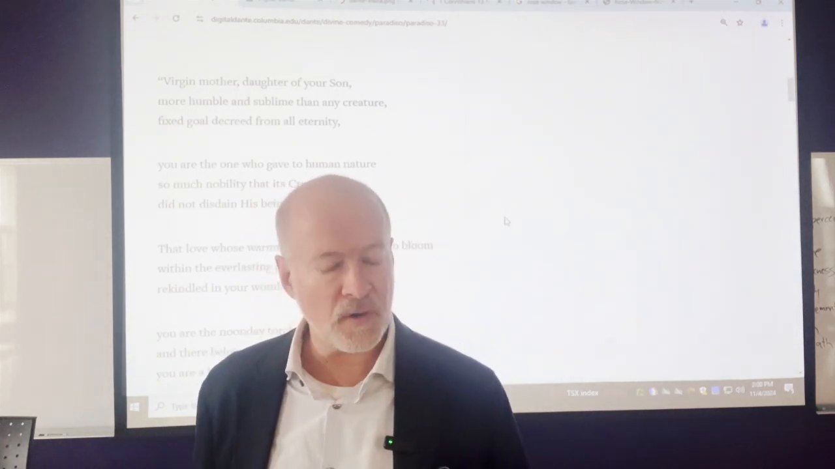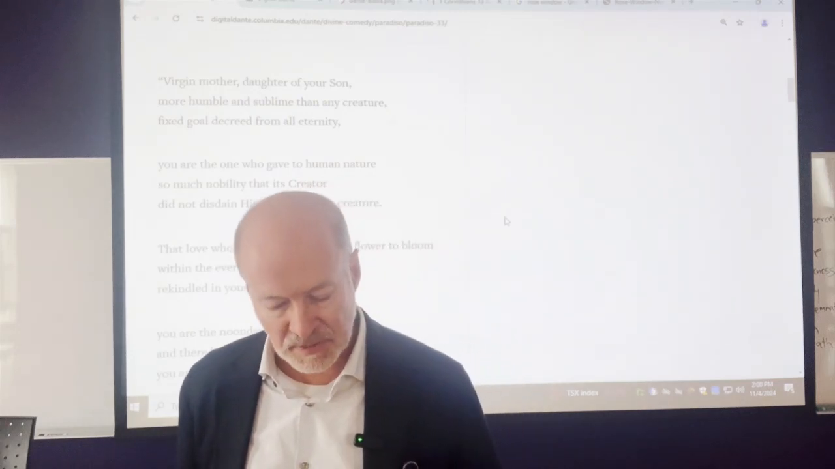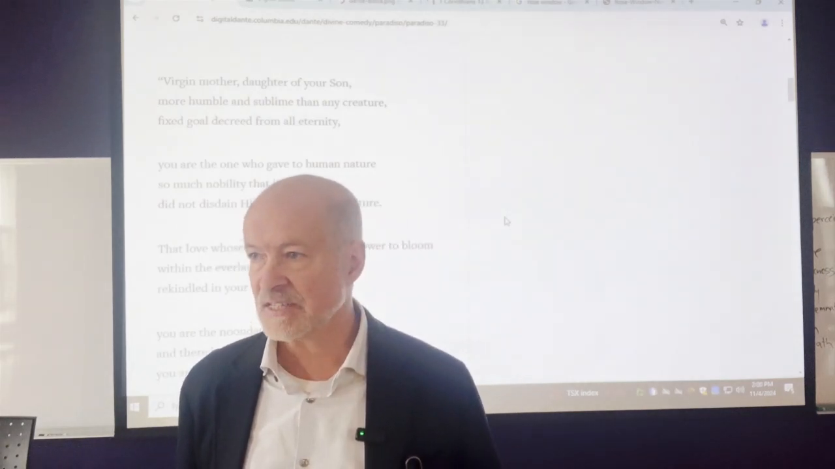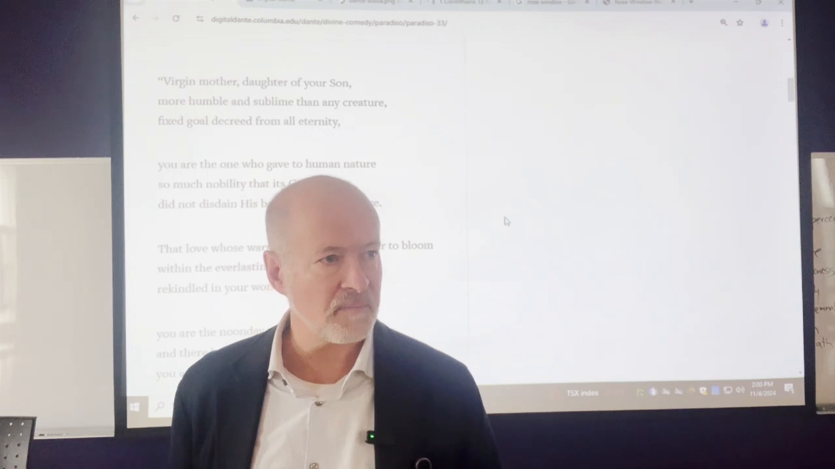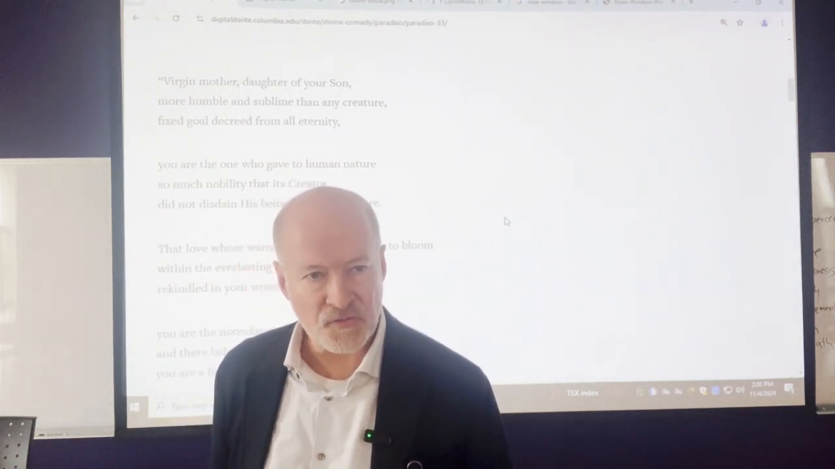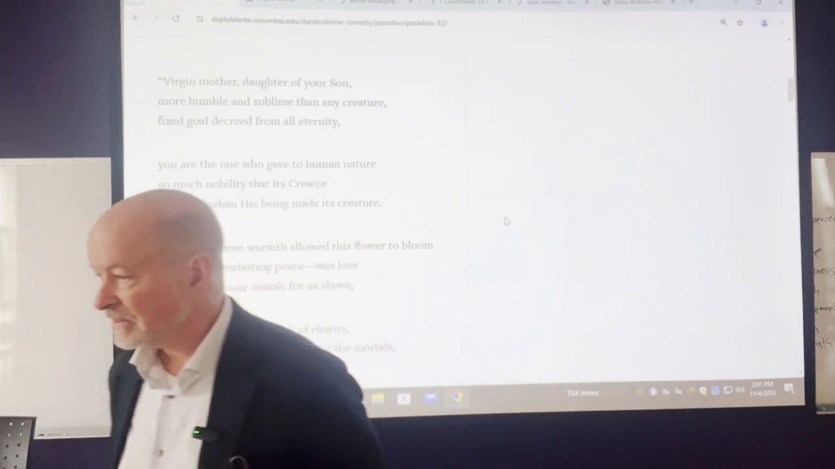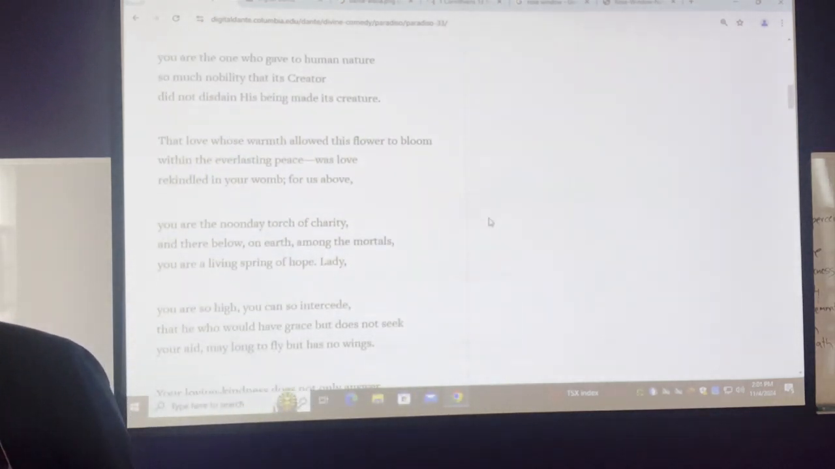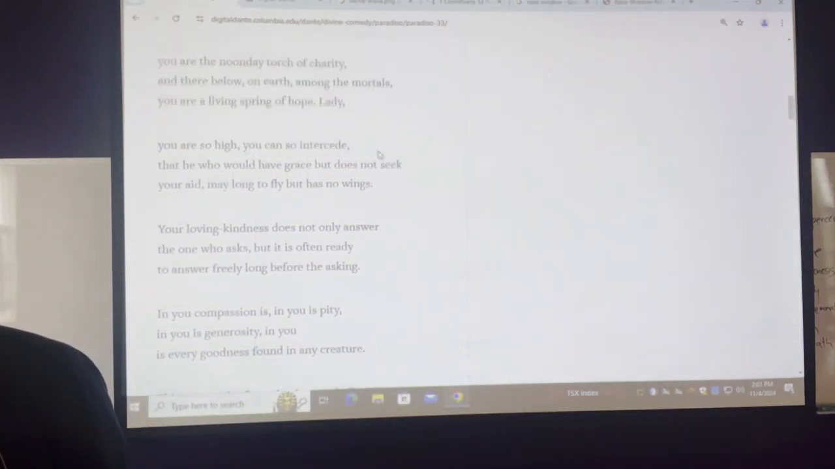Bernard of Clairvaux is really the father of the contemplative medieval mind. So he's a mystic by all accounts, a Christian mystic. And he is the one who gives Dante's final vision here. That is represented by the vision of the lady.